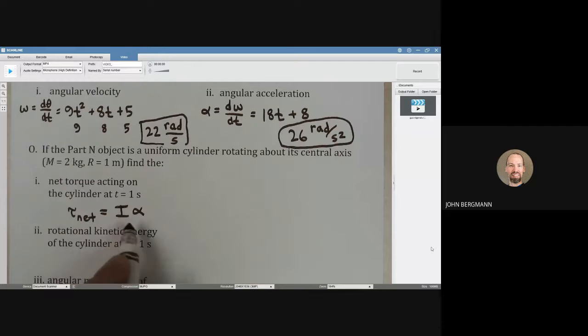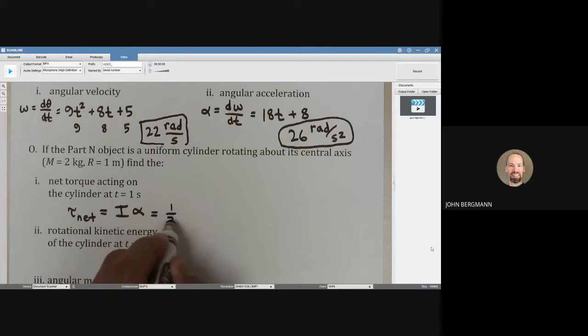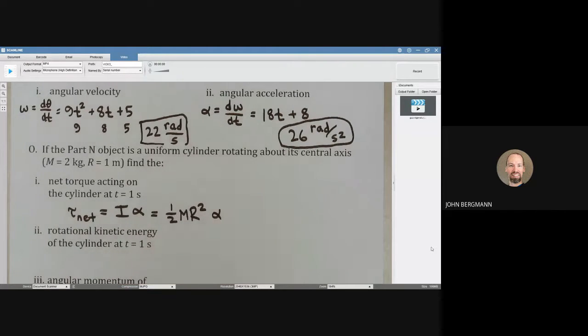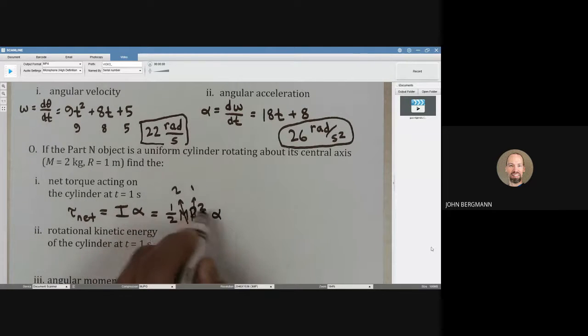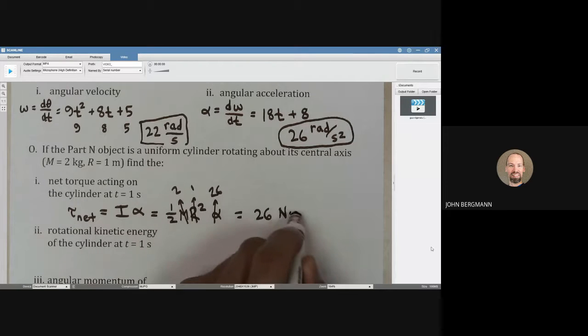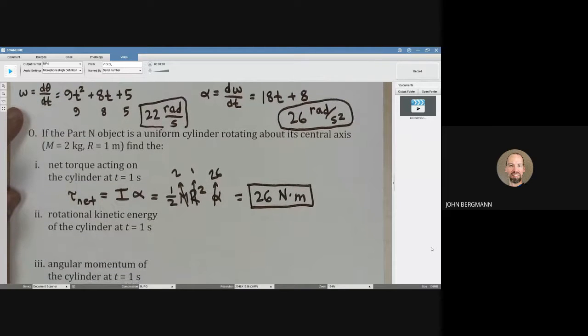What about the moment of inertia? Well, this is a cylinder, so the moment of inertia is 1/2 mr squared, and then we want to multiply that by alpha. M is 2, r is 1, alpha is 26. Are we able to do this in our head? 26. What's the unit for torque? Newton meters. Remember, don't ever change the Newton meters of torque into joules. Cannot do that. Leave it as Newton meters.